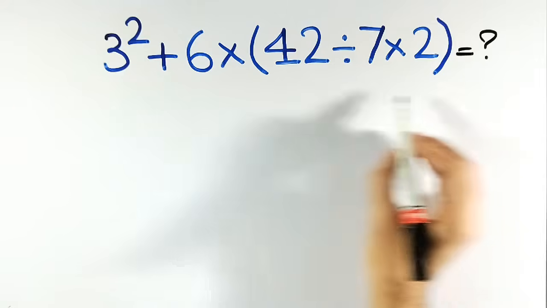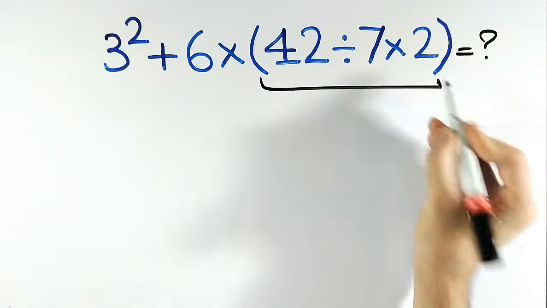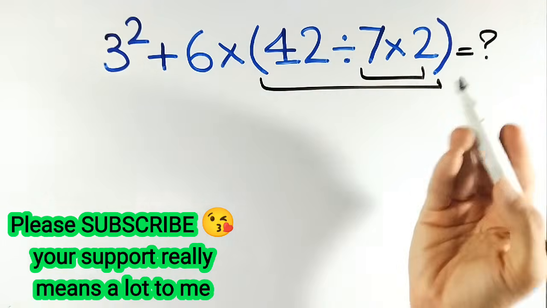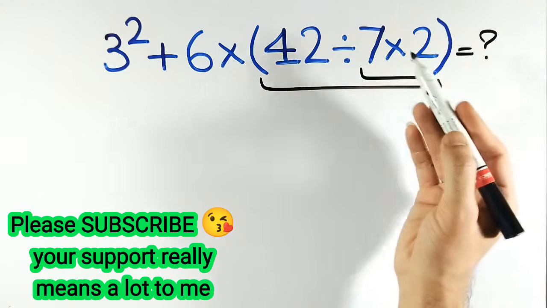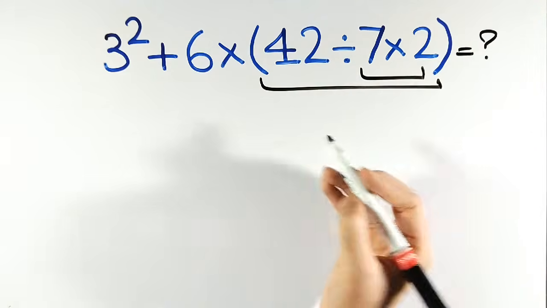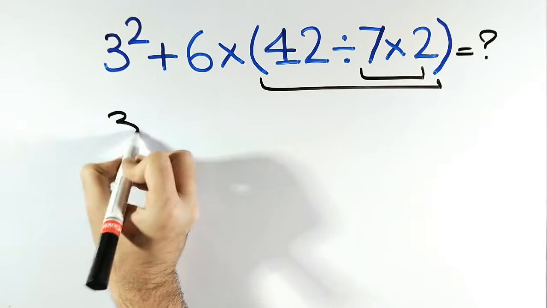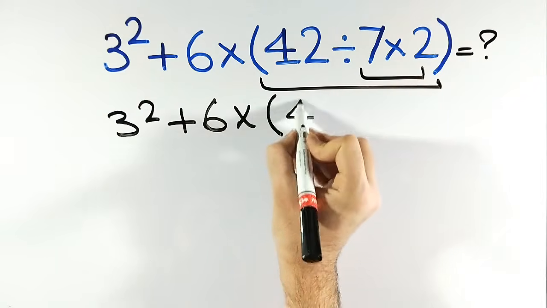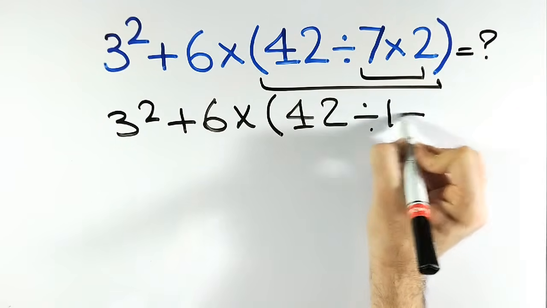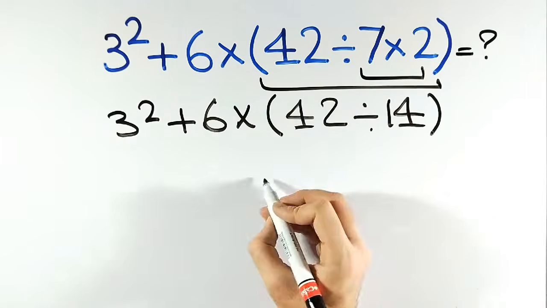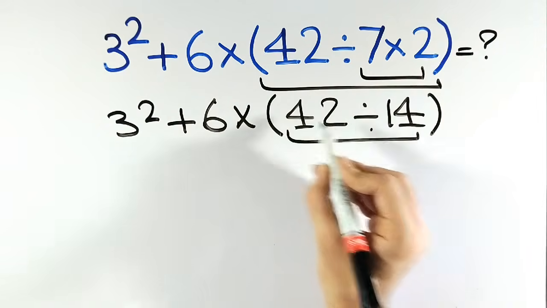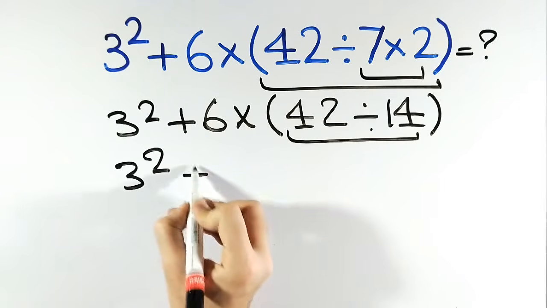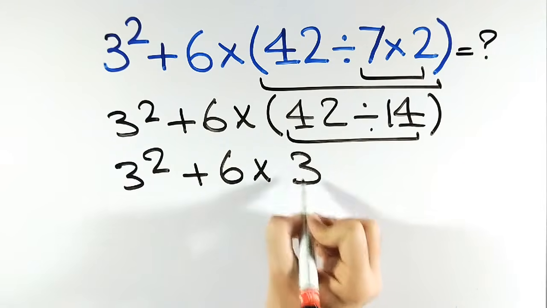Also, some other people, when solving this question, first go for the expression inside the parenthesis and solve with the multiplication between 7 and 2 because they think multiplication has a higher priority than division. So, instead of this expression, they write 3 squared plus 6 multiplied by (42 divided by 14). In the next step, they go for the division between 42 and 14 and write this expression as 3 squared plus 6 multiplied by 3.